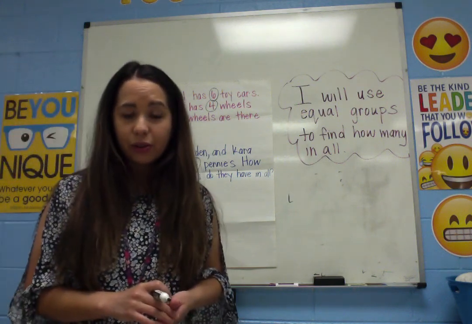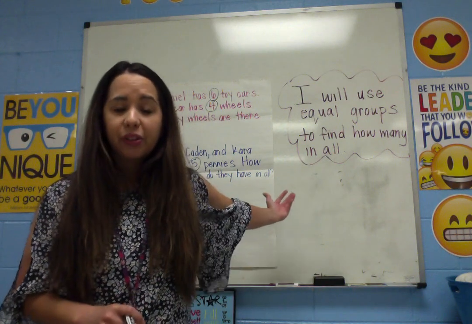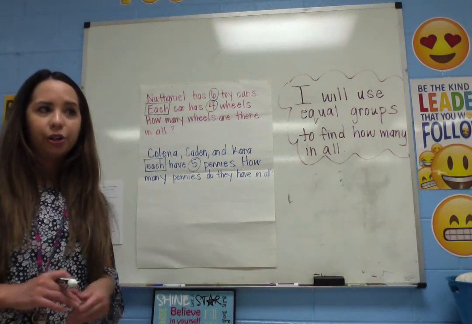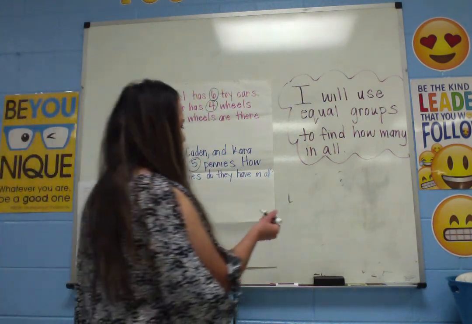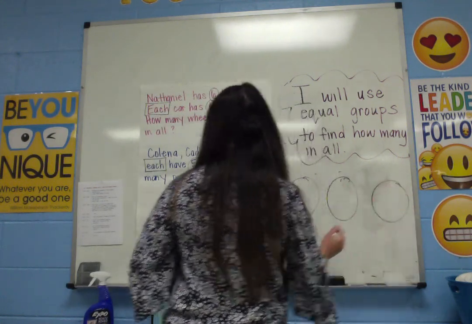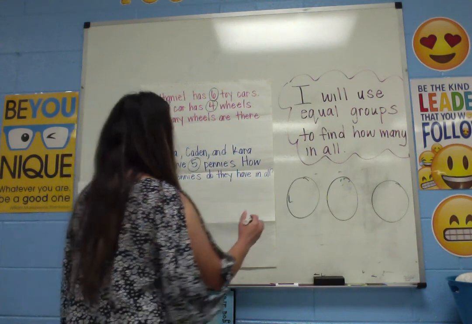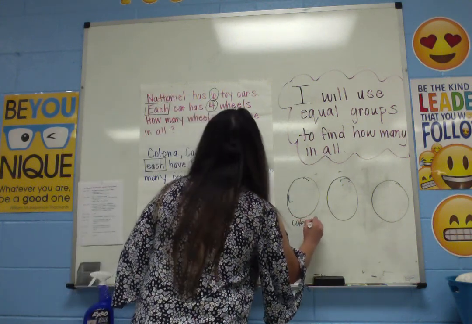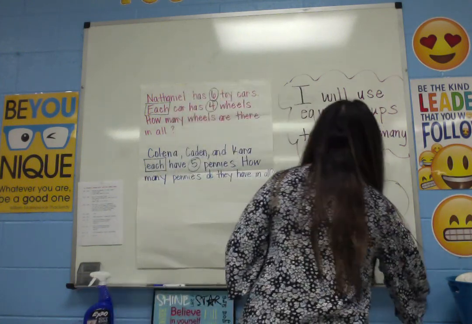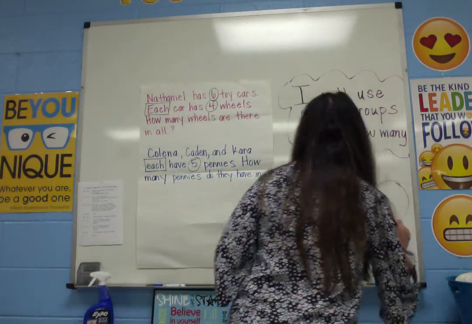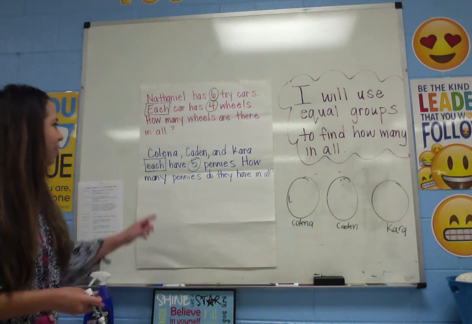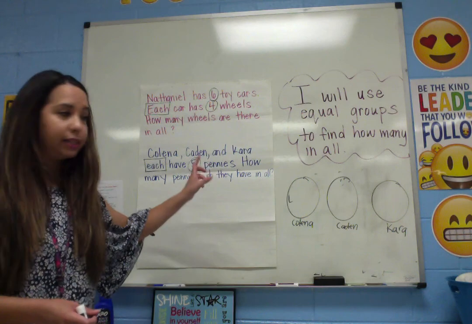In this case, you guys, equal groups, the 3 children, the 3 students represent equal groups. There are 3 kids, so I'm going to draw just 3 circles. 1, 2, 3. And if you wanted to even label the circles, this is Kalina, Caden. These circles represent the 3 kids, the 3 students, okay? Kalina, Caden, and Kara. And the word problem says they each have 5 pennies.